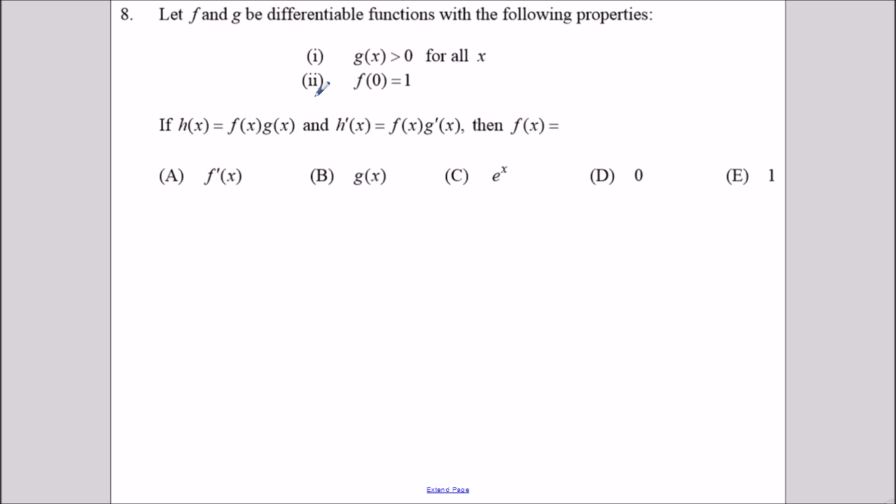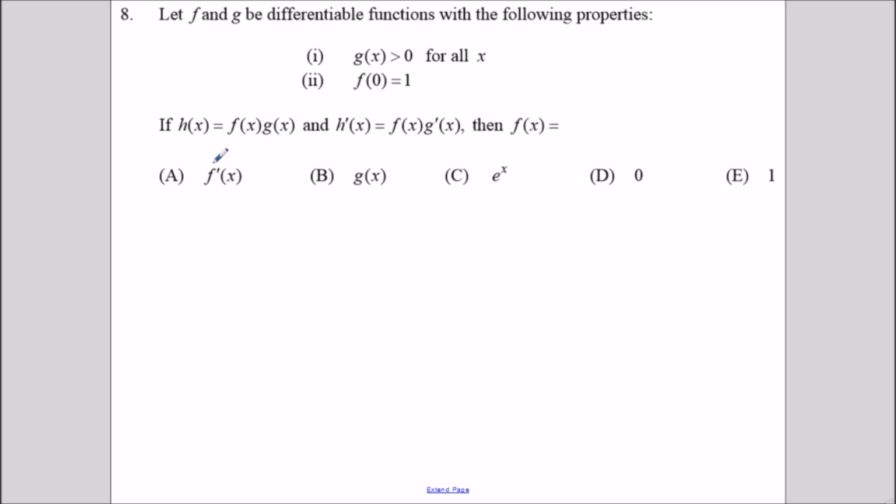For the next part here, this question is a bit tricky, so really pay attention to this one. With any type of problem where they give you an if-then, you have to always make sure that you assume the if part to be true. That's the key. If you get stuck, you have to ask yourself, why did they tell us the information that they told us? So we have h of x equals f times g, and then they give us another definition for h prime.